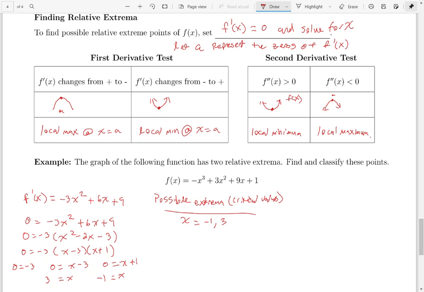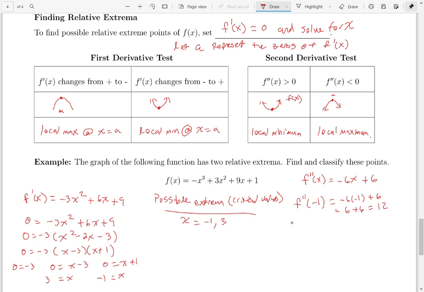And so how can we check further? Well, I claim let's use the second derivative. So, let's find f double prime of x. Well, f double prime of x is going to be negative 6x to the first plus 6. Now at this point, I want to evaluate f double prime of these critical values. So, let's find f double prime of negative 1. Well, f double prime of negative 1 is negative 6 times negative 1 plus 6. Negative 6 times negative 1 is positive 6. 6 plus 6 is 12.